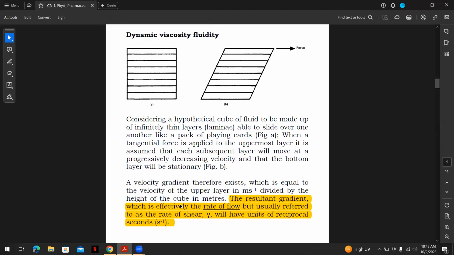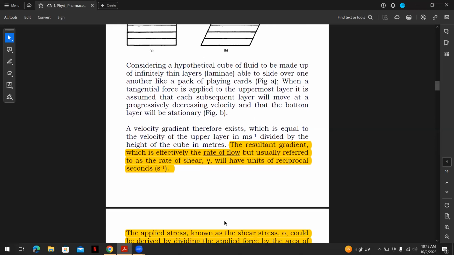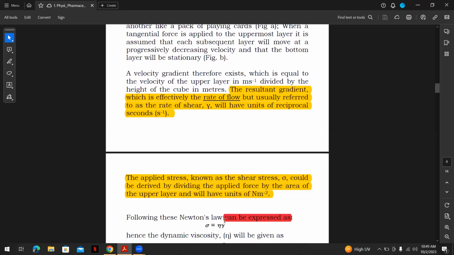So it goes on to say, a velocity gradient therefore exists, which is equal to the velocity of the upper layer in meters per second divided by the height of the cube in meters. So the resultant gradient, which is effectively the rate of flow, but usually referred to as the rate of shear, will have units of reciprocal seconds. So don't worry if you've not understood, we are continuing.